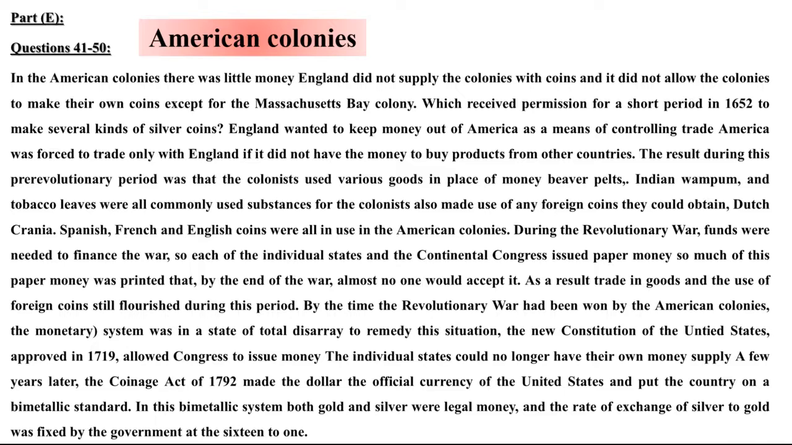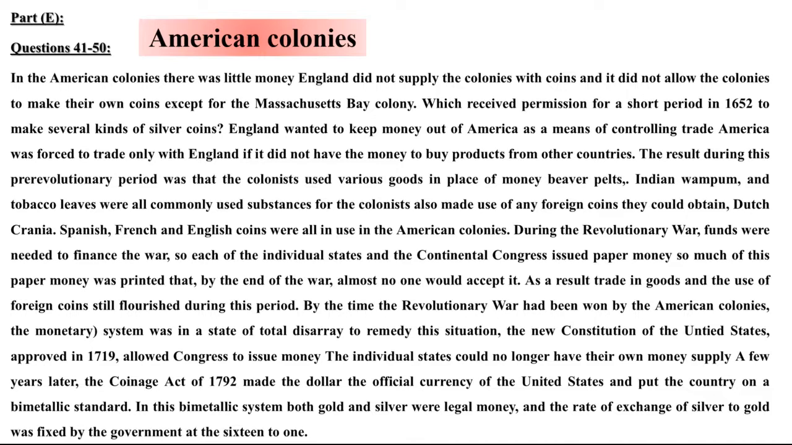Part E. For the American colonies. In the American colonies there was little money. England did not supply the colonies with coins, and it did not allow the colonies to make their own coins, except for the Massachusetts Bay Colony, which received permission for a short period in 1652 to make several kinds of silver coins. England wanted to keep money out of America as a means of controlling trade.